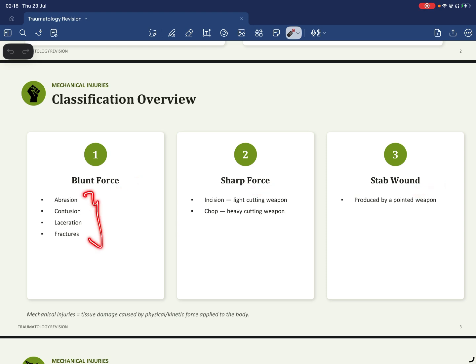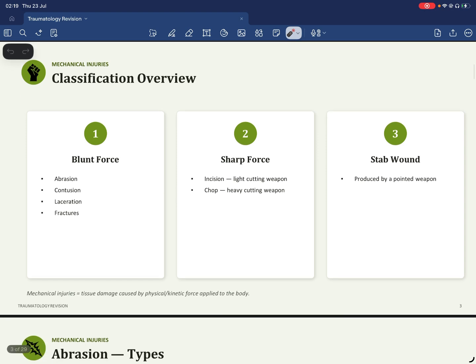Under blunt force, we have abrasions, contusions, lacerations, and fractures. Under sharp force, we have incisions and chop wounds. Stab wounds are produced by pointed weapons.